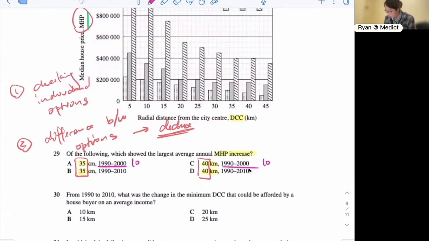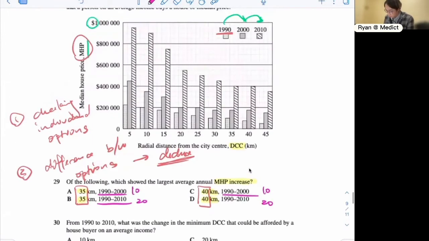However, if you compare that to option B and D, what is that? That is 20 years, right? 1990 to 2000, 2000 to 2010, that'll be 20 years. So just looking at this graph over here, we can see that in 20 years, the increase is definitely going to be higher than the increase in 10 years, right? This is increased in 10 years. This is increased in 20 years, right?